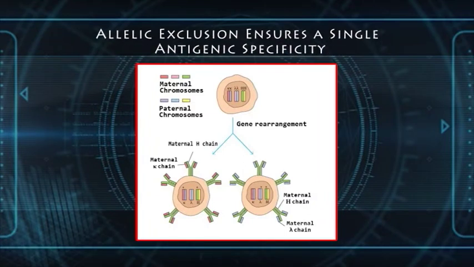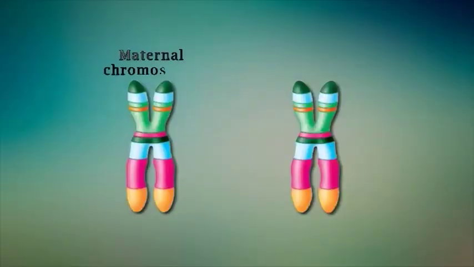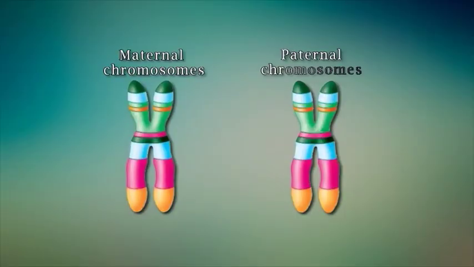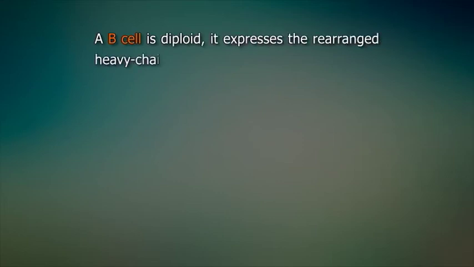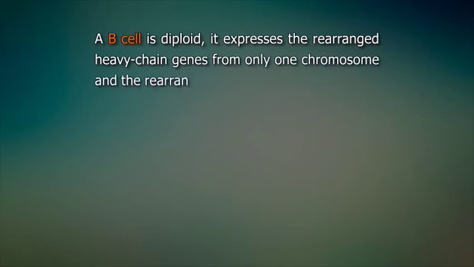Allelic exclusion ensures a single antigenic specificity. B cells, like all somatic cells, are diploid and contain both maternal and paternal chromosomes. Even though a B cell is diploid, it expresses the rearranged heavy chain genes from only one chromosome and the rearranged light chain gene from only one chromosome.